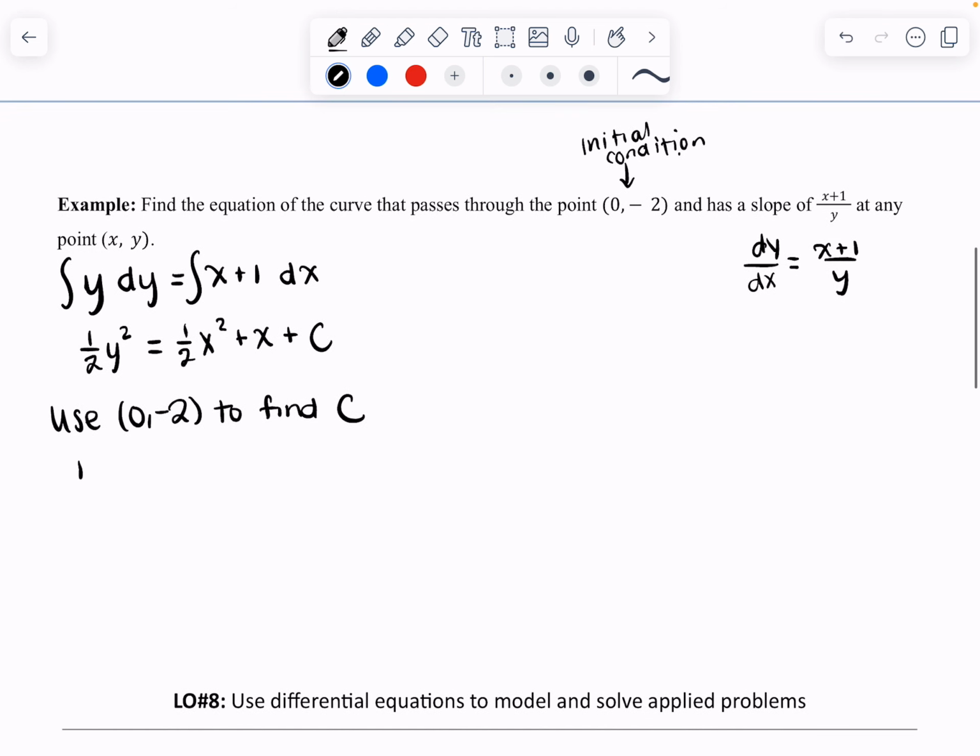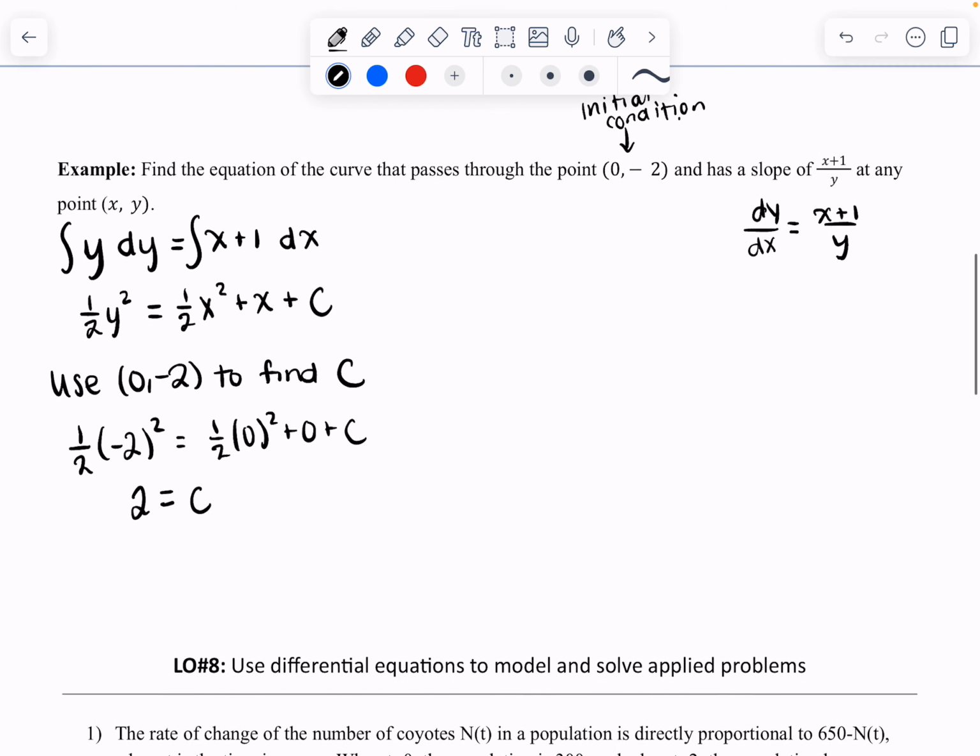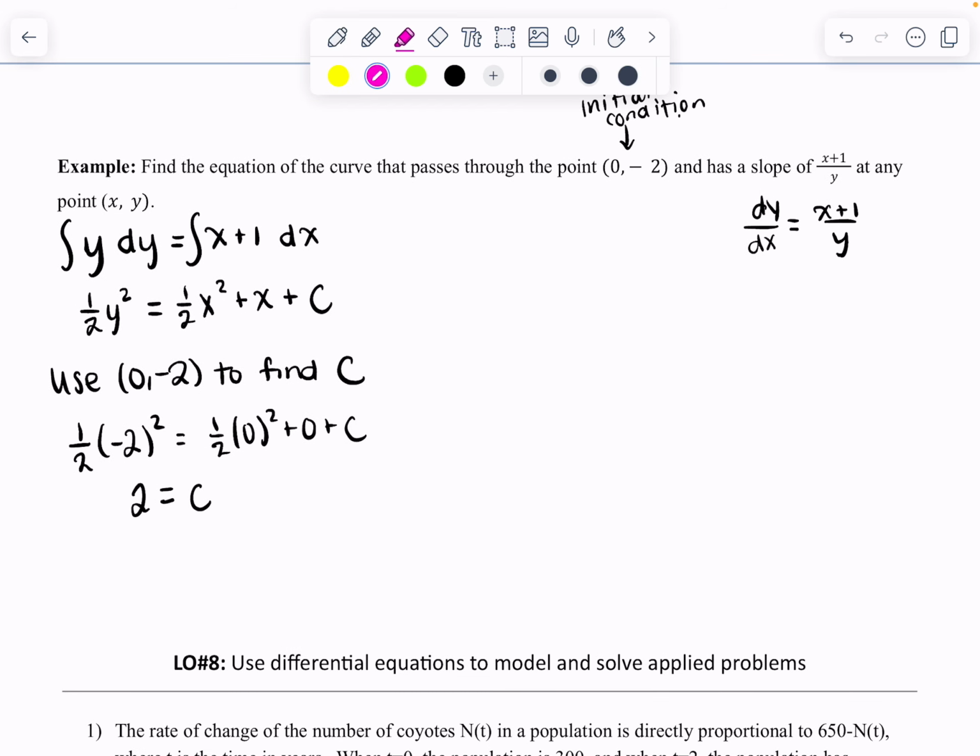So let's plug it in. If y is -2 and x is 0, -2 squared is 4, half of 4 is 2, and then over on the right we have 0 plus 0 plus c, which is just c. So we're getting that c is 2. Okay, so now we're going to plug back in to our general solution here.